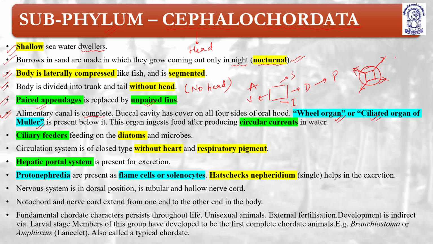So the alimentary canal is complete. The buccal cavity is covered on the four sides, and it is known as what? Organ of Wheel, or ciliated organ of Mueller. It helps to ingest food by producing circular currents in water. They are also ciliary feeders, feeding on diatoms, diatomaceous earth. With the help of cilia, they feed on diatoms and microbes.